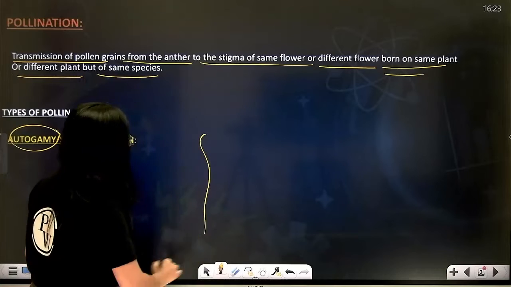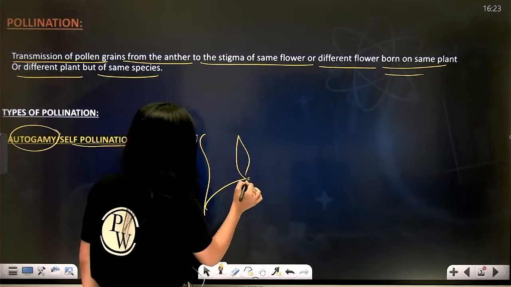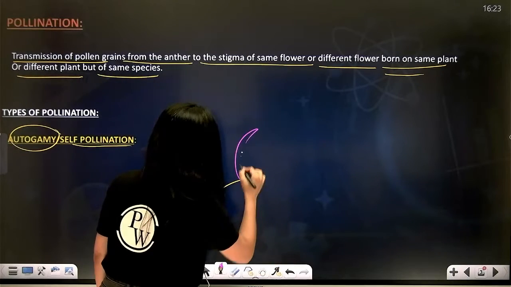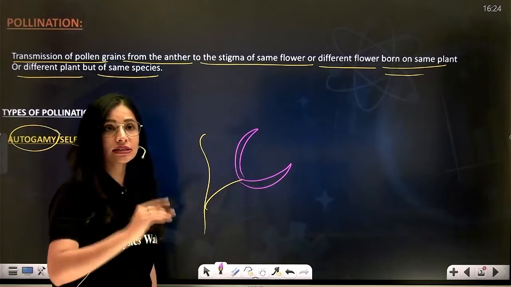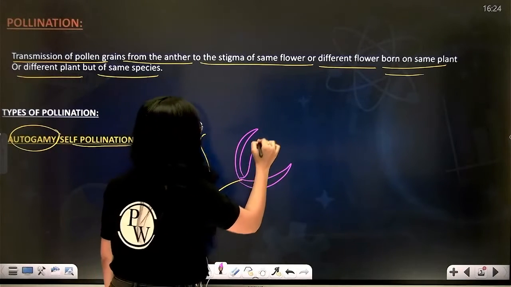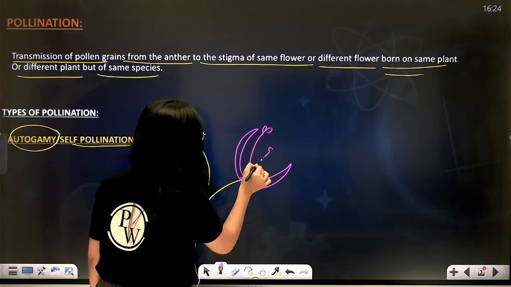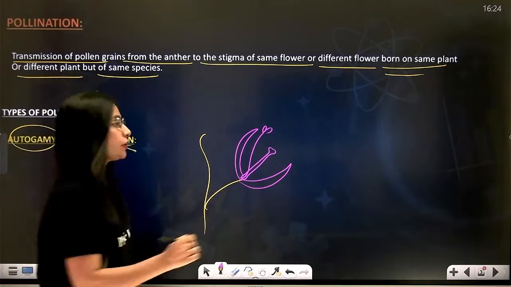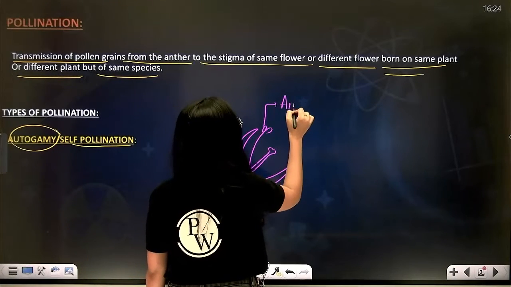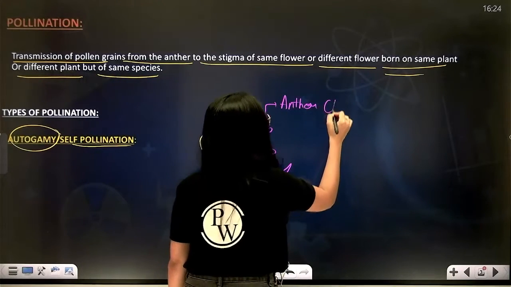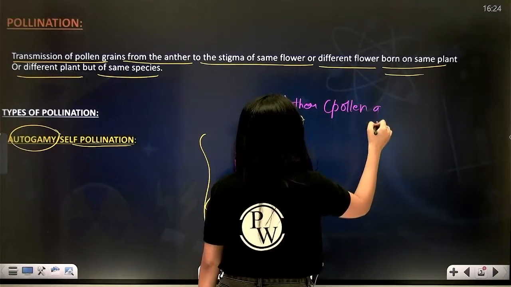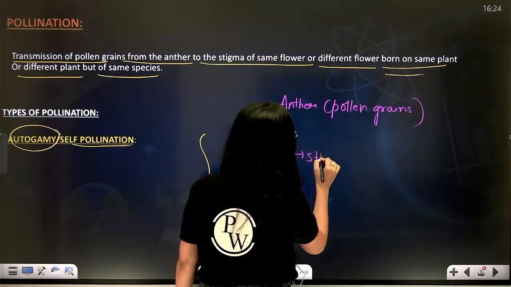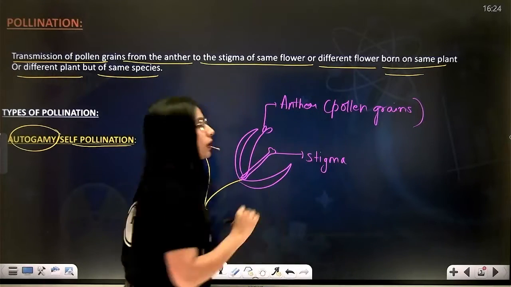That means this is a plant and this is suppose a flower. Let me draw a little beautiful flower. Now this is a flower which is carrying both the sex organs, that is your androecium, as well as the female reproductive organ called gynoecium. So yes, these are the anthers which are going to carry pollen grain. You know how pollen grains are produced? Yes. And this is the stigma that is going to be the receptor of pollen grains.